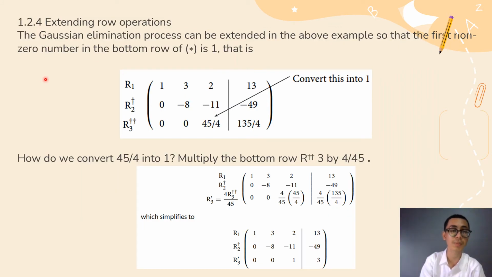1.2.4 Extending row operations. The Gaussian elimination process can be extended in the above example so that the first nonzero number in the bottom row is 1, as you can see on my screen. How do we convert 4/5 into 1? Multiply the bottom row by 4 like this.